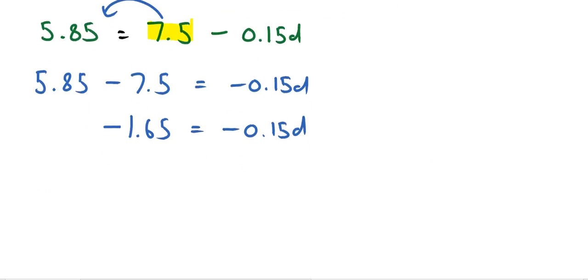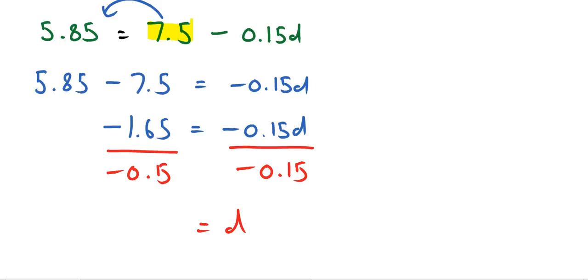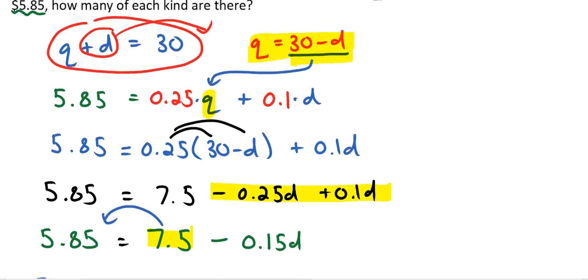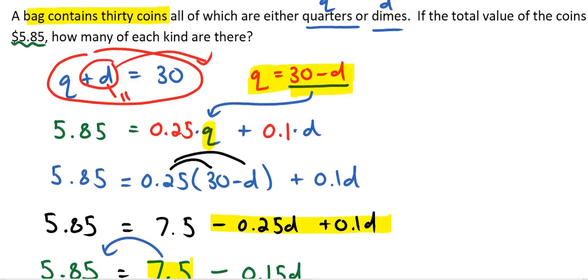And then finally, with linear equations, I can divide both sides by negative 0.15, and that means the number of dimes is going to be, I get 11 dimes right there. So negative 1.65 divided by negative 0.15 gives me 11 dimes. So I know that the number of dimes is going to be 11, and I have 30 coins in total, so 30 minus 11 is going to give me 19 quarters. So quarters will be 19 and the dimes should be 11.